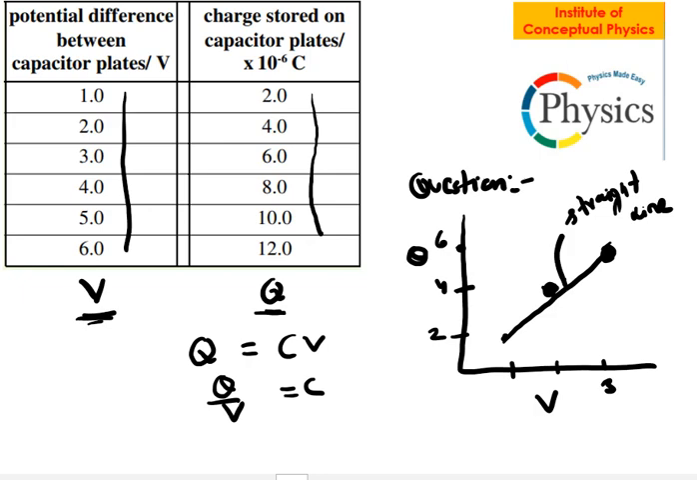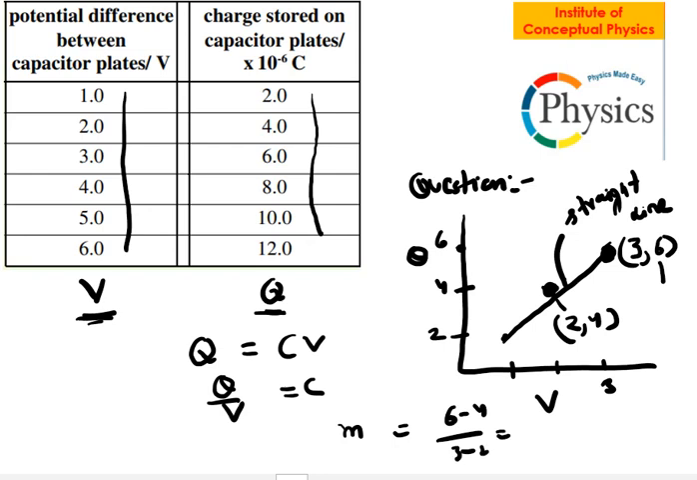on the x-axis, what you have is potential. So this is 3, 6, and this represents charge. And what this represents is 2, 4. So if you want to find the slope of this graph, you will get 6 minus 4 upon 3 minus 2, which is equal to 2 by 1, which is equal to 2 coulombs divided by 1 volt.